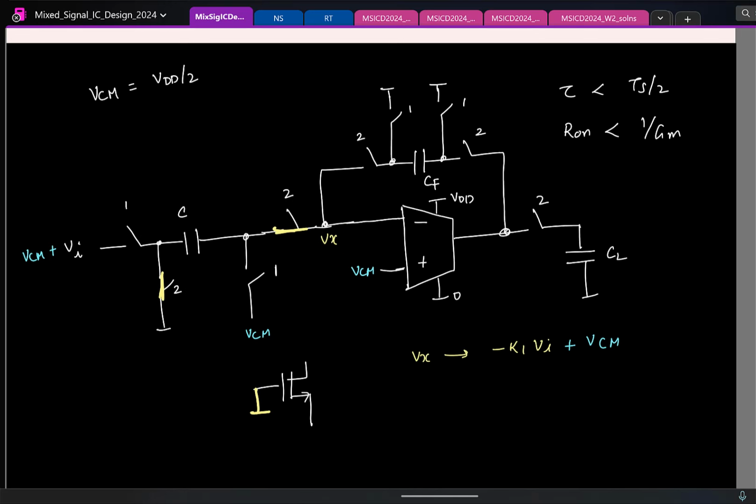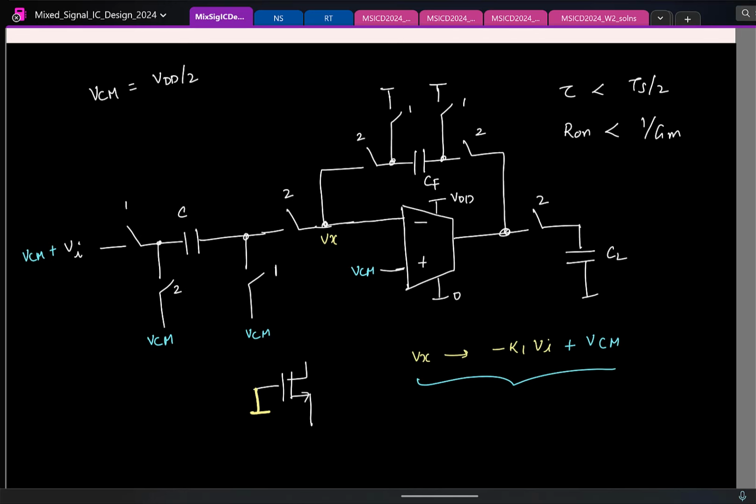Clear? Now I want to make sure this voltage is DC shifted by a bias voltage Vcm. What change can I make here? Right now it is 0, so this is at some Vx. If I increase it to Vcm, it's a linear circuit, everything will scale. So finally that's what we will do. We will connect this also to Vcm. Now this will jump to this and things will be fine.